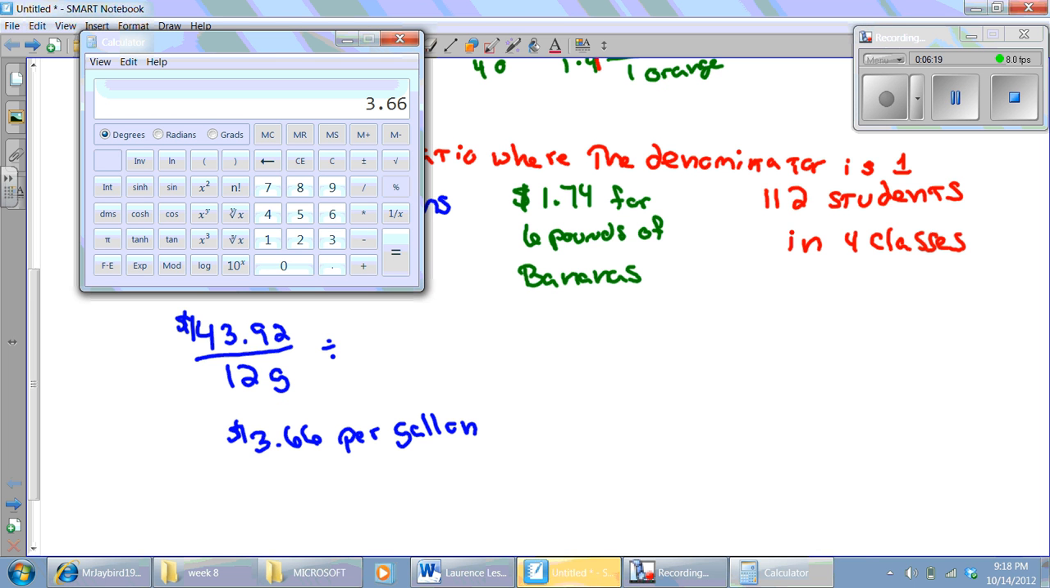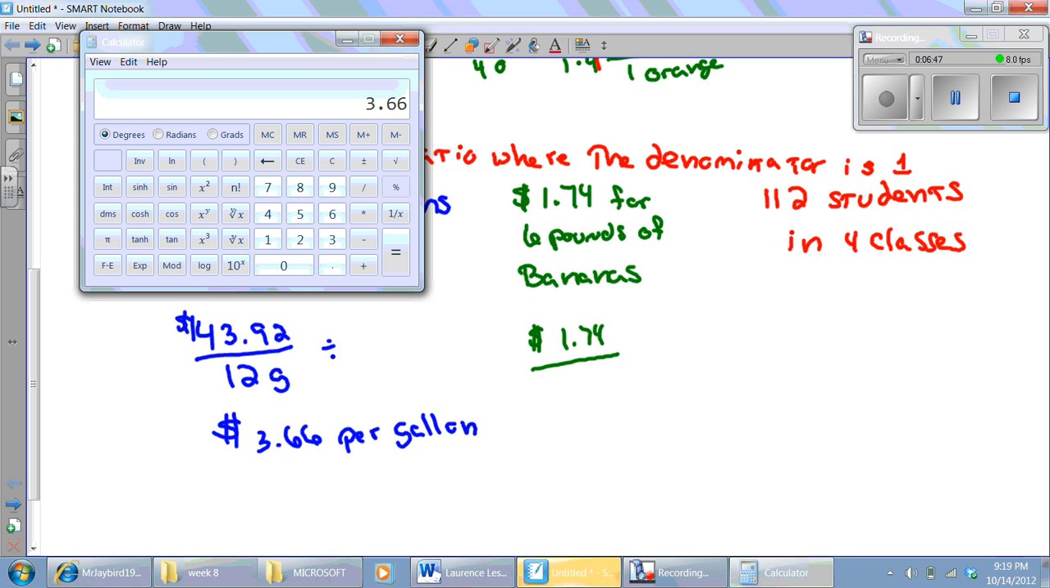In effect, I divided both the numerator and the denominator by 12, and I get 3.66 per 1 gallon. Let me rewrite that so it looks just a wee bit prettier. All right, get a nice pretty dollar sign going there. There we go.